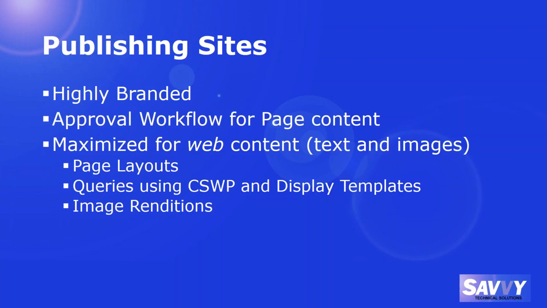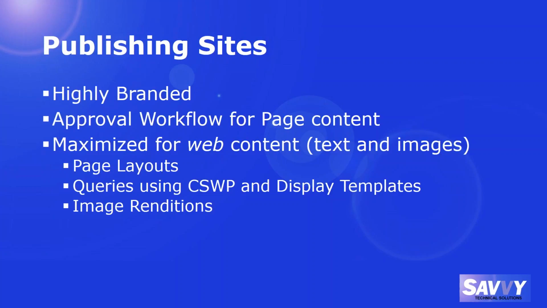Typically in traditional publishing sites, users would never go look at list or library content. Typically, the list and library content is hidden from the user, and if you want to surface that information, it's done using the content search web part, so that everything is completely branded, visually appealing, and tightly controlled, because people don't necessarily know how to use lists and libraries, but they know how to navigate web pages. That's the idea.